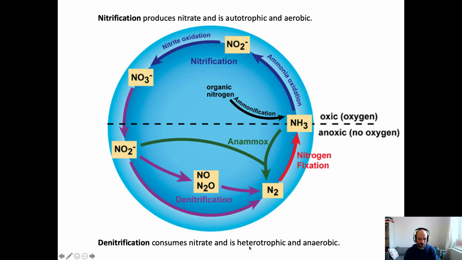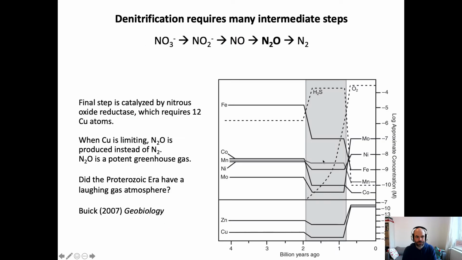Denitrification is heterotrophic. It is consuming organic matter, right? And it's anaerobic, obviously, because it's using nitrate and not oxygen. So denitrification and nitrification are the opposites to each other in at least these three different ways. And you can see that in this diagram where nitrification is up here in the oxic zone of the nitrogen cycle, and denitrification is down here in the anoxic zone of the nitrogen cycle.